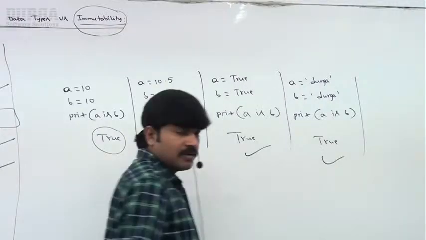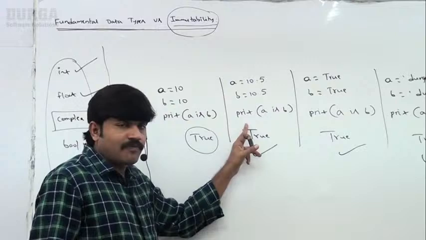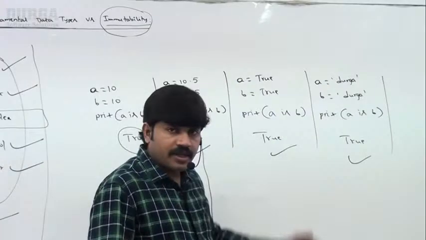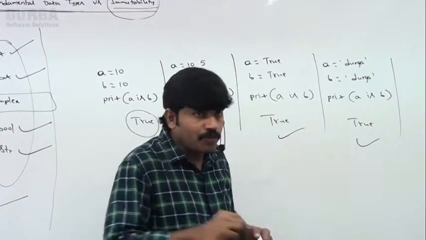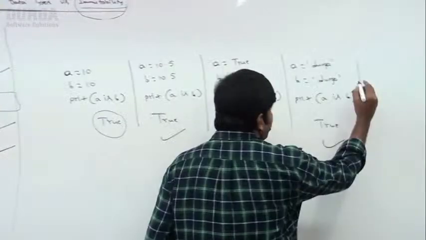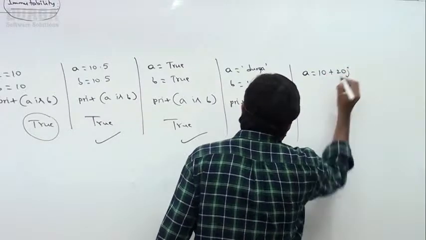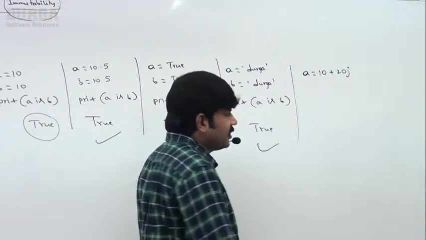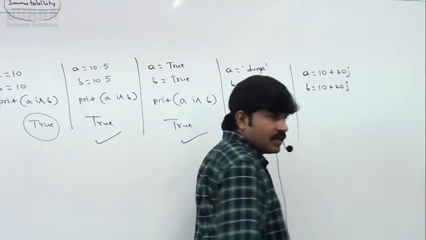So object reusability is available for int, float, bool, and string type, but not applicable for complex type. Where is the proof for that? Now observe, a = 10+20j, b = 10+20j. Are you getting it?